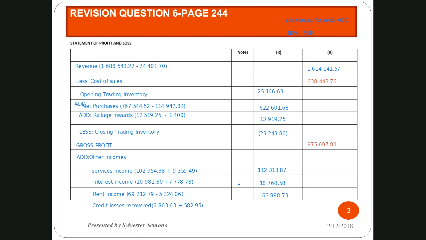6,863.63 plus 582.95. I got 7,446.58. I'm going to put it here as 7,446.58. Sorry, I'm just using this so that the figures don't disappear. I just want to put all the incomes together here so that you can see how we get them. Any questions so far?